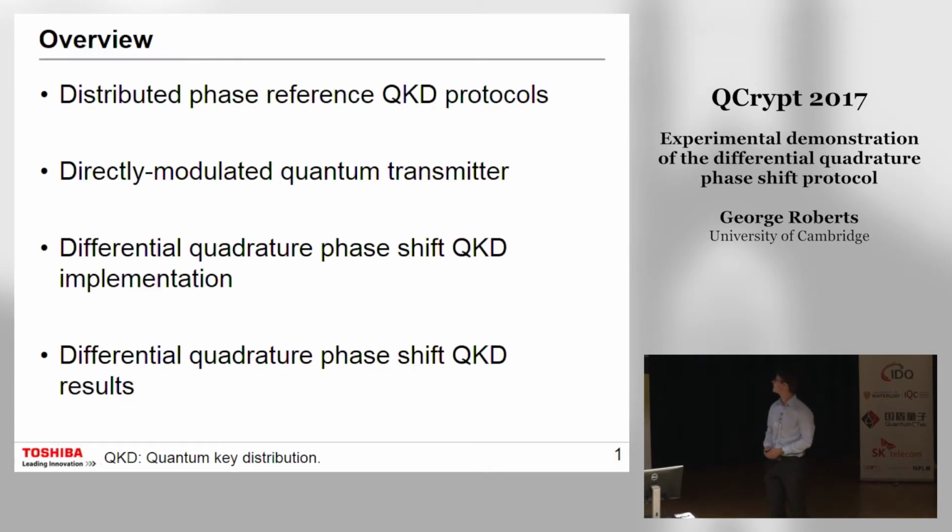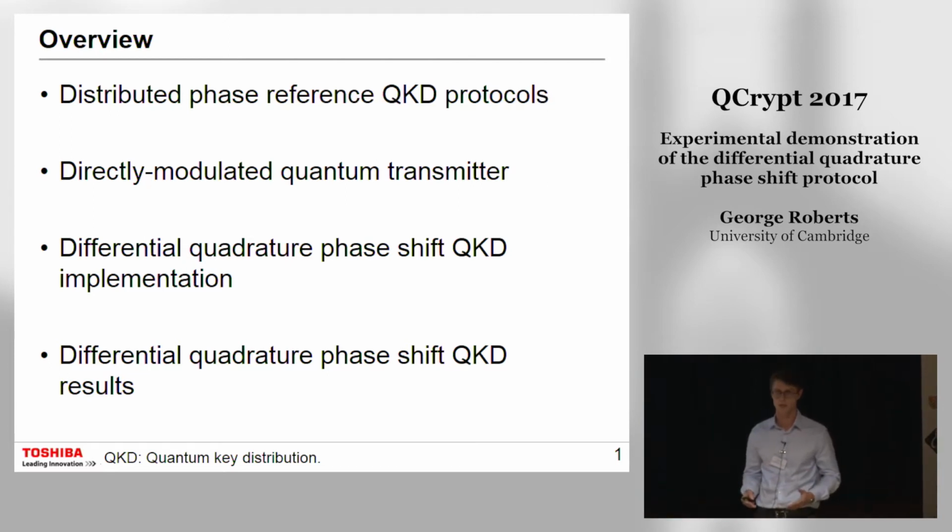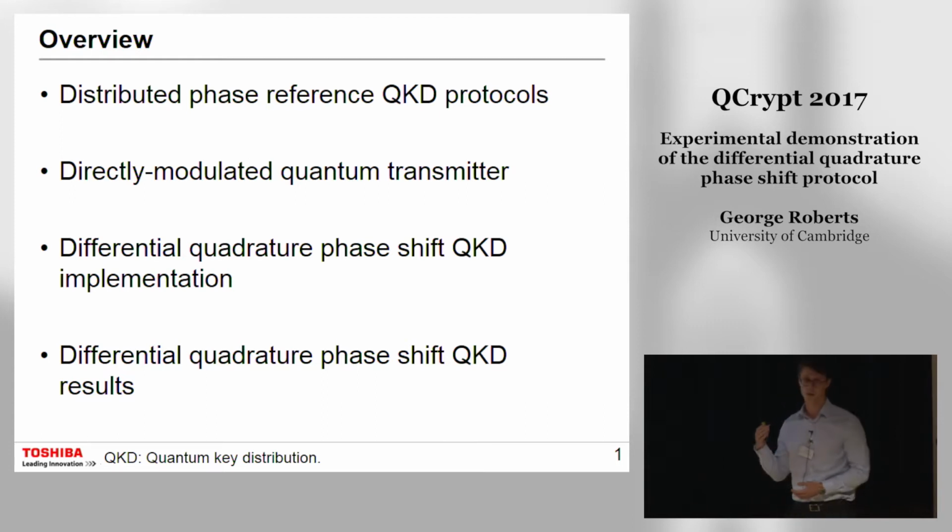And today I'm going to talk about our experimental demonstration of the differential quadrature phase shift protocol, or DQPS for short. Just to give a brief overview, I'm going to start by talking about a number of QKD protocols and their implementations, with particular emphasis on distributed phase reference protocols. Then I'm going to talk about our directly modulated quantum transmitter that we use for a number of QKD protocols. And then I'm going to talk about how we implement the DQPS protocol with this transmitter.